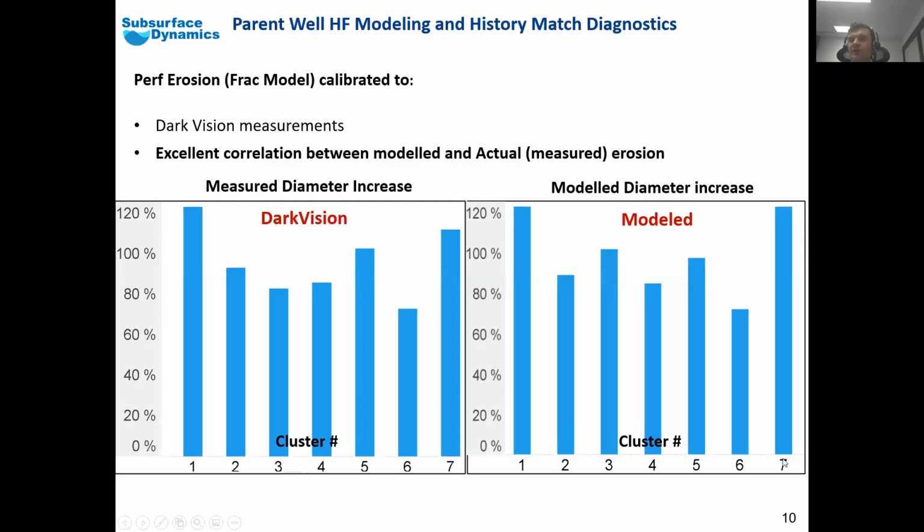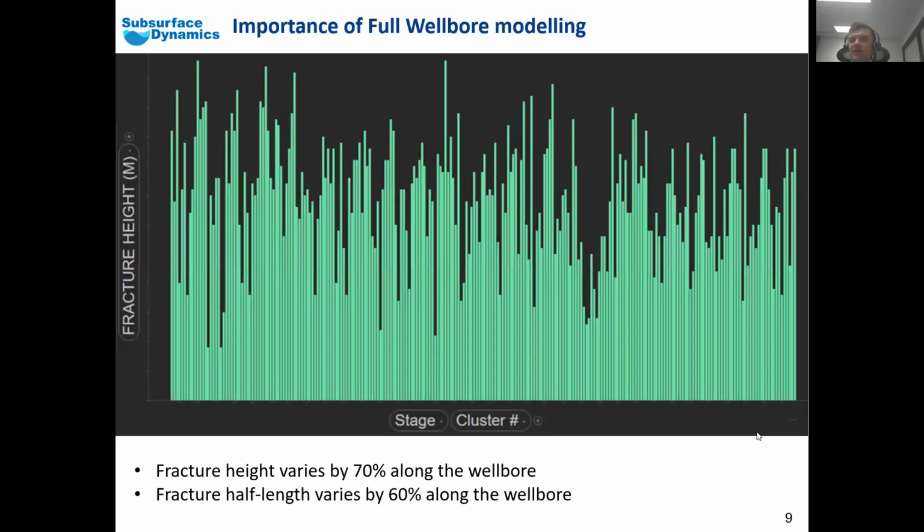full wellbore. And the reason why is because this slide is a great illustration of what's happening. What you see over here, on the x-axis, is the stage number and the cluster number. It displays the fracture height for each and every stage along the horizontal length of the wellbore, and on the y-axis you have the frac height. As you can see, as you go from the toe to the heel, your fracture height varies by 70% along the wellbore. The same is happening with the fracture half length. It varies by 60% along the wellbore.